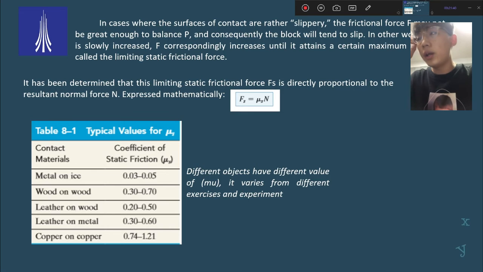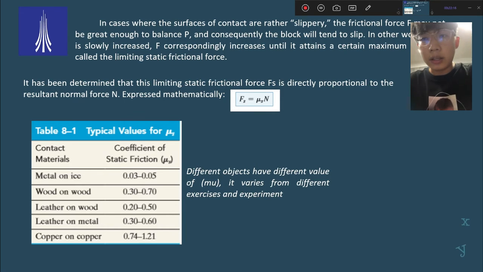In other words, as P is slowly increased, F correspondingly increases until it attains a certain maximum value, and Fs is called the limiting static friction force. It has been determined that this limiting static friction force Fs is directly proportional to the resulting normal force N. And we can express this mathematically using the formula Fs = μs N.